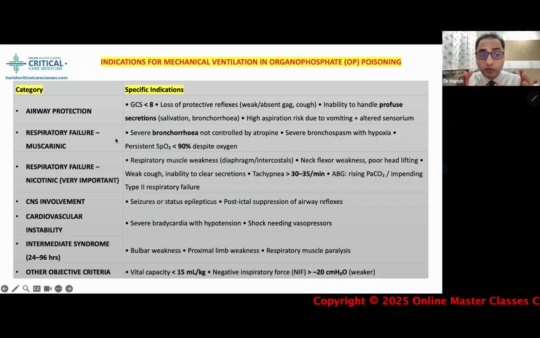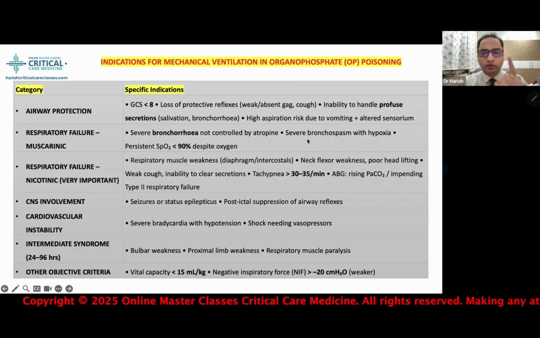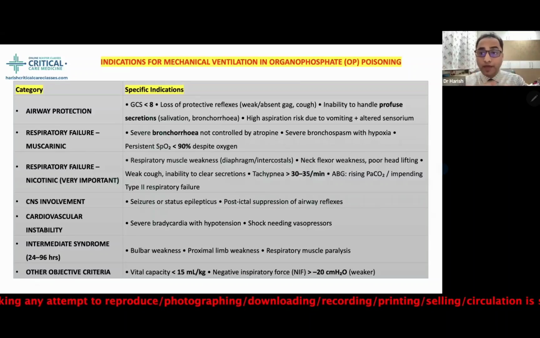Respiratory failure, when they are having severe muscarinic manifestation, severe bronchorrhea, not controlled by atropine, severe bronchospasm with hypoxia, so persistent saturation less than 90% despite oxygen therapy. So remember, the mortality in OP poisoning is because of asphyxia, not because of bradycardia and all. Okay, that is because of the severe bronchorrhea.